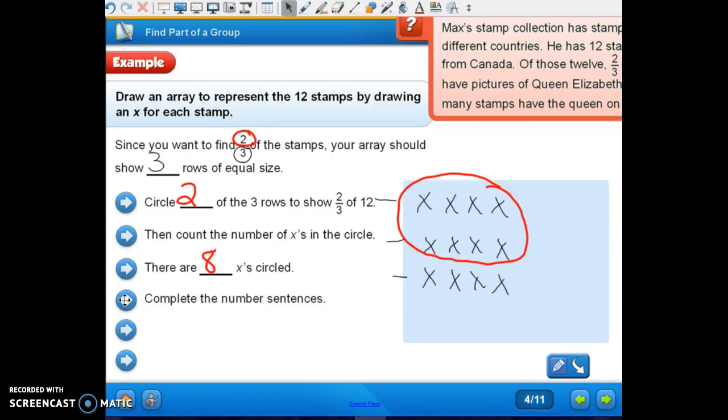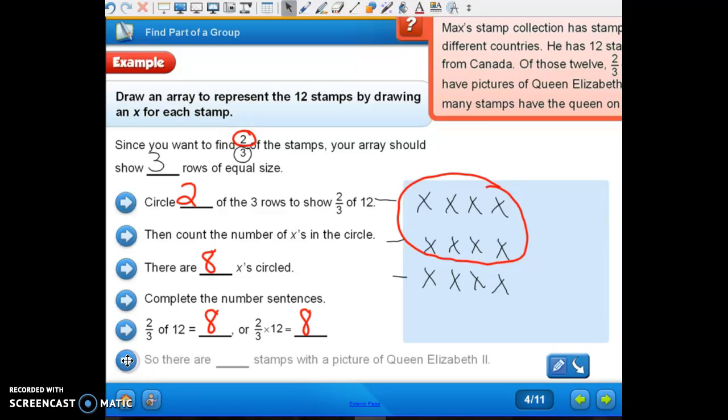Complete the number sentence. 2/3 of 12 is 8. Or 2/3 times 12 is 8. So there are 8 stamps with the picture of Queen Elizabeth. Remember, when we see the word "of," what is that signaling us to do? Multiply.